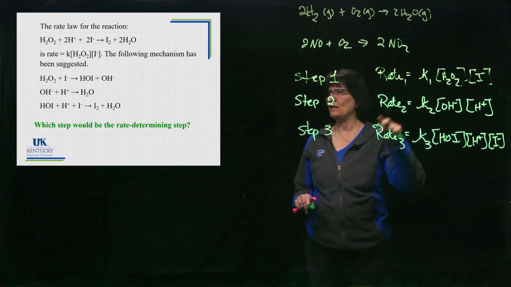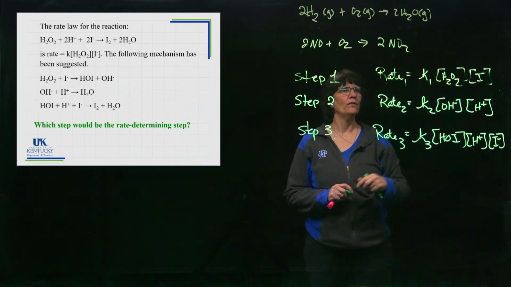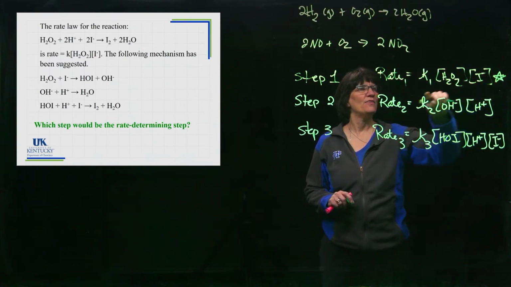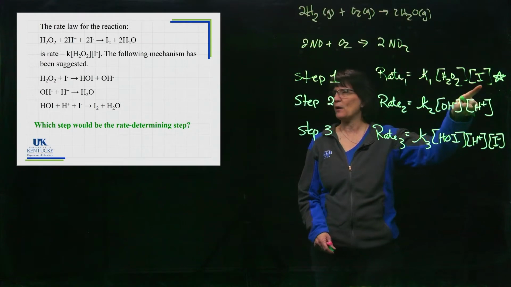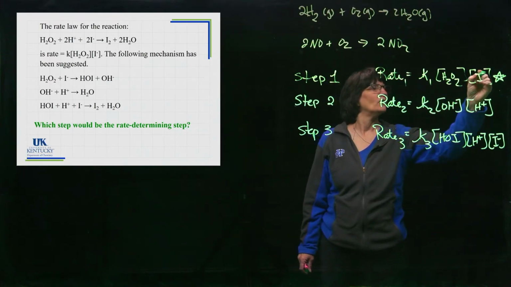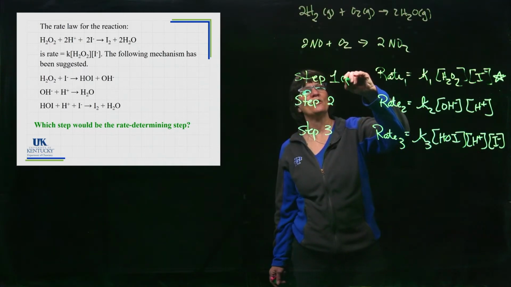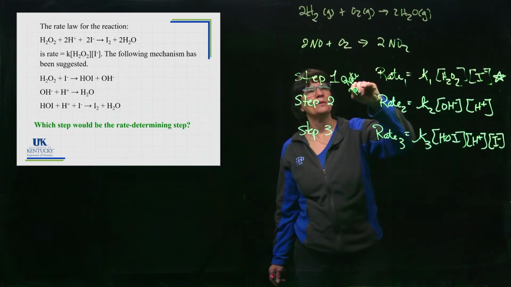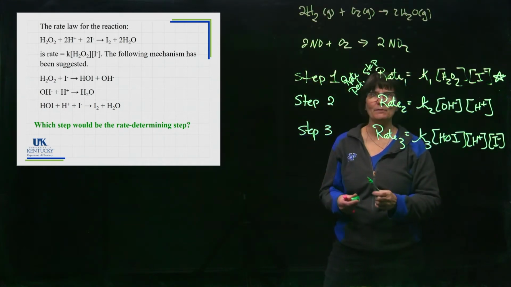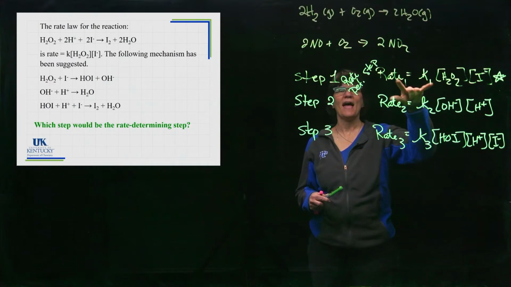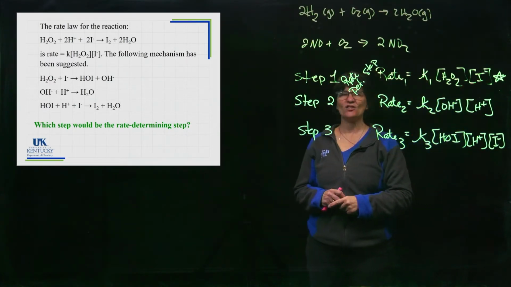Now, which one of these matches what was experimentally determined as the rate law? Well, that would be this one, right? That one exactly matches the overall rate law with H2O2 to the first power and I minus, there's a minus there, to the first power. So that tells me that this must be the rate determining step. Sometimes it's called the rate limiting step, but it determines how fast this reaction can go. It can only go as fast as that slowest step.